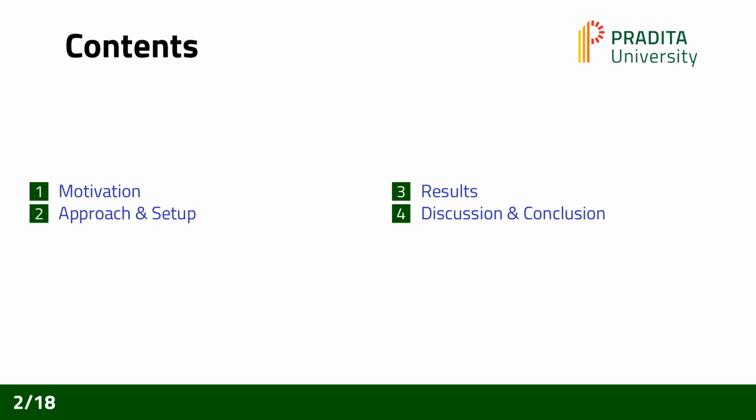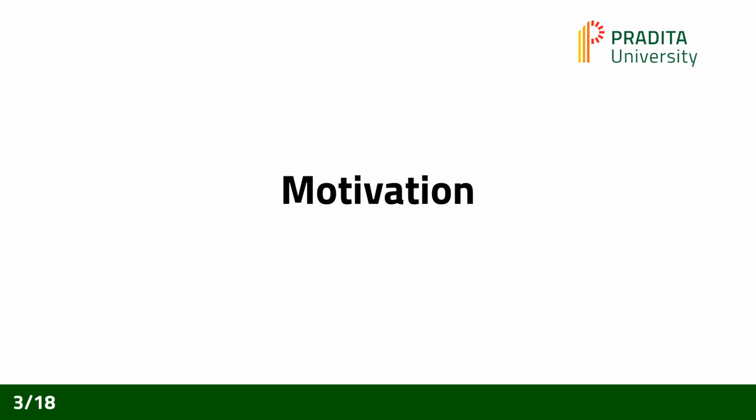Here's the path we'll take together. We'll start with the motivation, explaining why this question matters and what problem we're trying to solve. Then we'll walk through our approach and experimental setup so you can see exactly how the comparison was made. After that, we'll look at the results, both performance and carbon, and finally we'll close with a discussion and our conclusions. Think of it as a journey from why to how to what we found to what it means for you. Let's begin with the motivation behind this study.